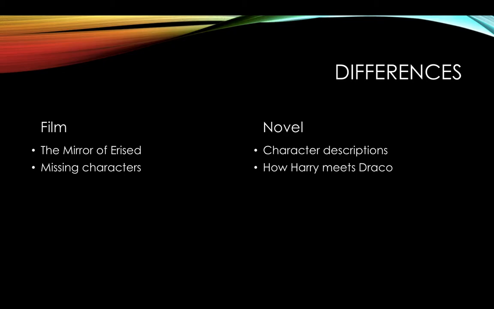So, the first thing I'm going to point out are some character descriptions. In the novel, maybe some of you guys that haven't read the book don't know this, but Dudley and Aunt Petunia were actually written as having blonde hair and blue eyes, whereas in the movie they're brown hair and brown eyes.